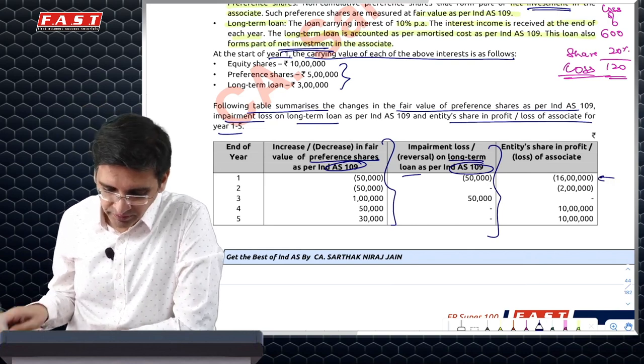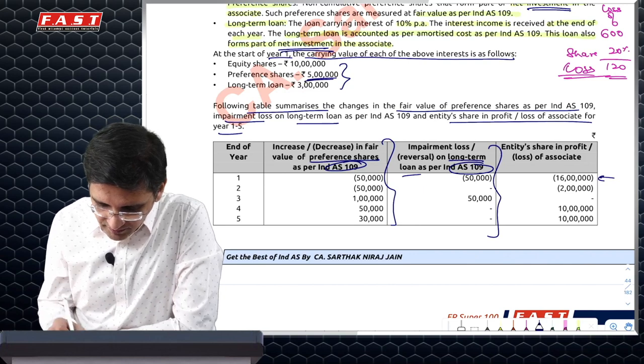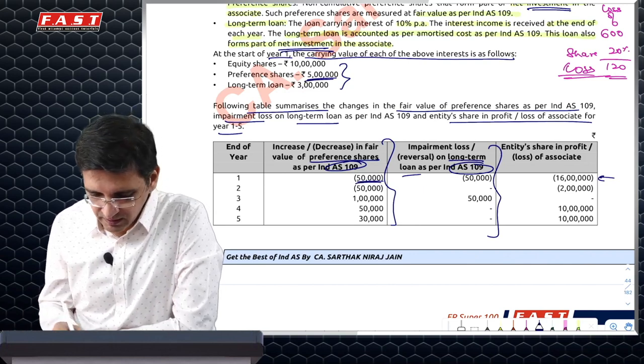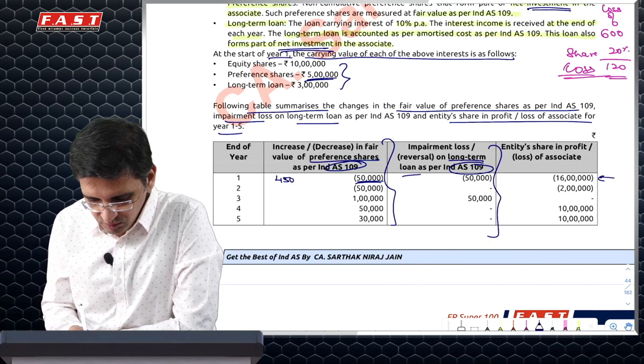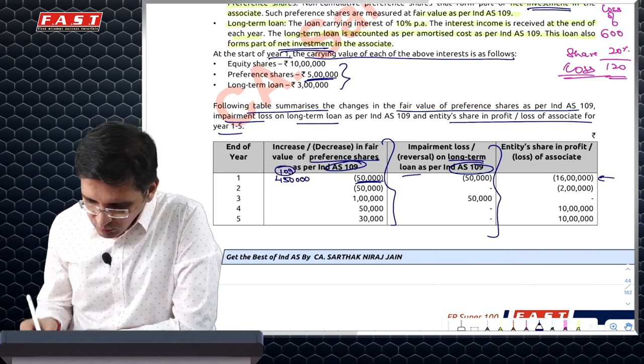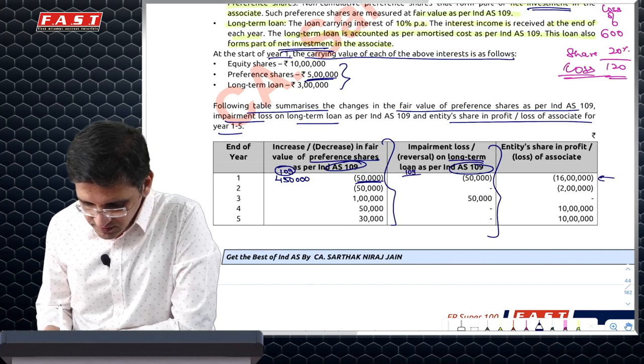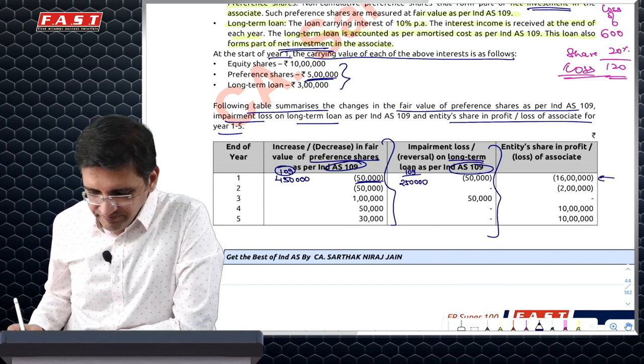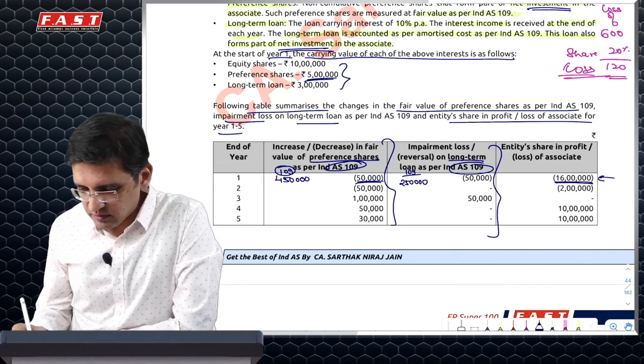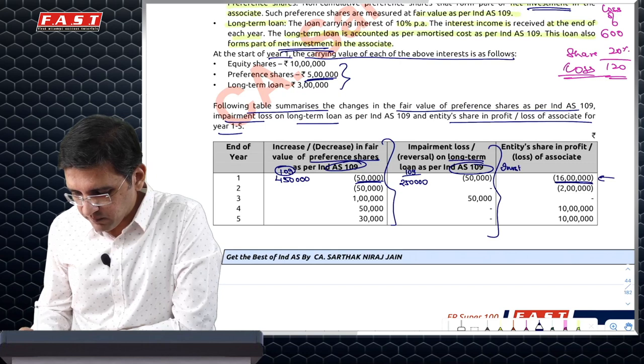Now, how do I do it? So what I'll do is 5 lakh preference share minus 50,000 fair value change. So my preference share here would otherwise go to 450 as per 109. Loan, 50,000 impairment loss, so as per 109 it will otherwise go to 250. And 16 lakh rupees of loss. So investment in equity, 10 lakh minus 10 lakh will come to 0.